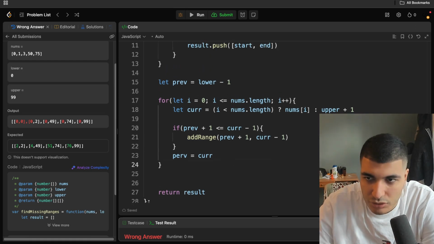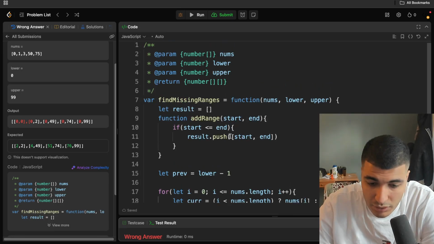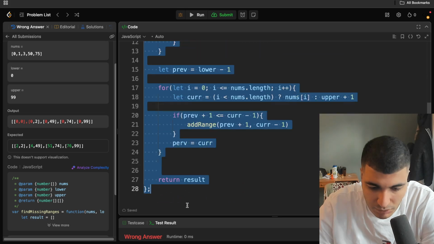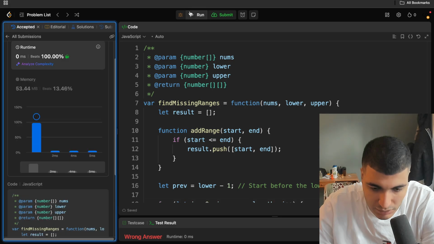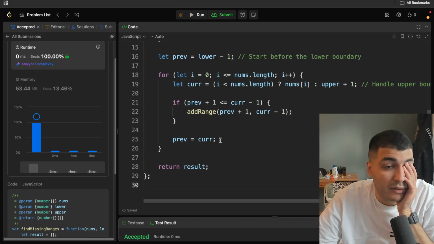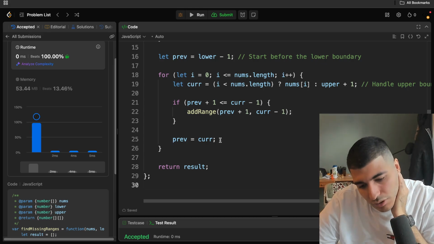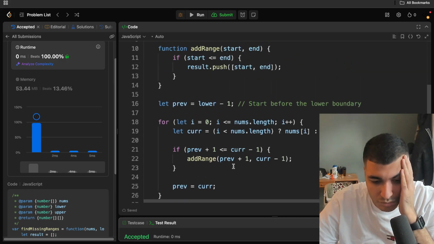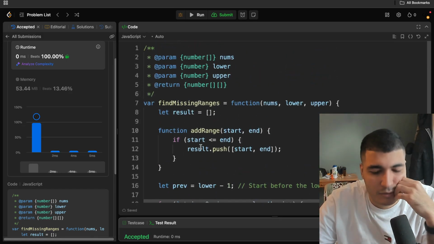Let me try to copy the actual solution and see if it works, because I might have a problem in my code, but I don't know what it is. Let me submit. Yeah, it did work. But I don't know what the wrong thing I did exactly. I don't have any energy to find where the mistake was. If you find it, please put it in the comment section below.